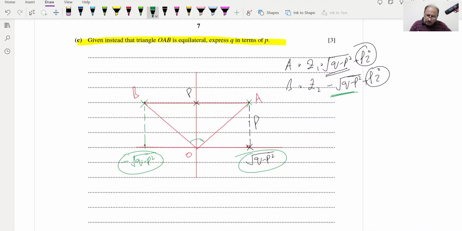Now the triangle is equilateral, so all angles are 60 degrees, and all sides are equal to each other. Now we can figure out if this angle is 60, so this angle will also be 60, and if this is 60, we can consider this triangle.